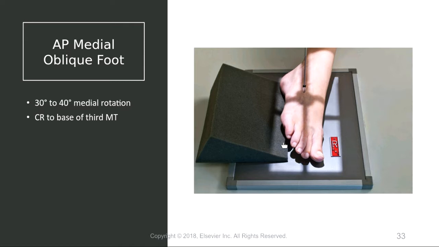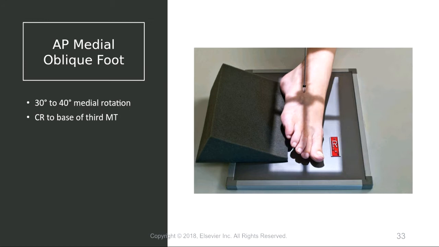And the central ray doesn't change. It's still at the base of the third metatarsal. Okay, so you can see 1, 2, 3, base of the third metatarsal, still right about middle of the forefoot. All right, and your textbook says that they recommend closer to a 40-degree obliquity so that you demonstrate the tarsal bones and the proximal metatarsals free of superimposition with a foot with an average arch.